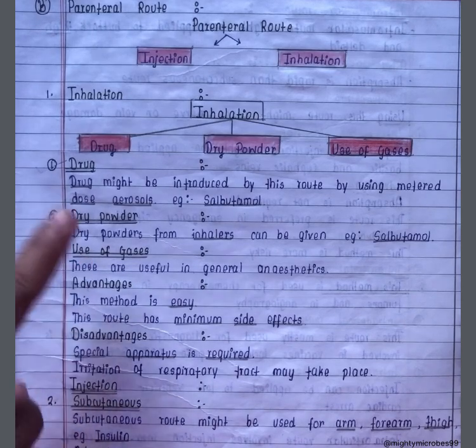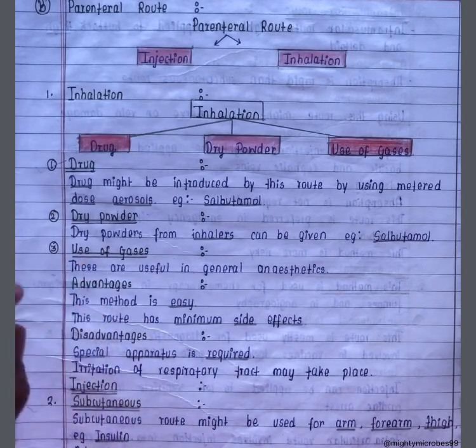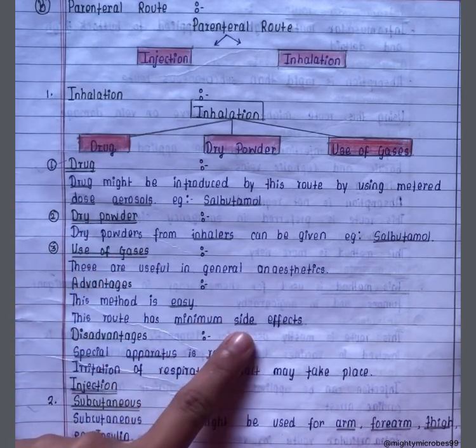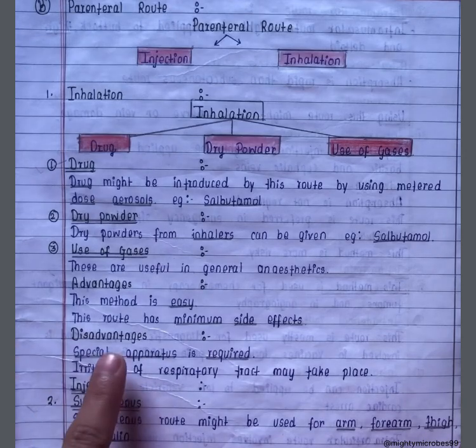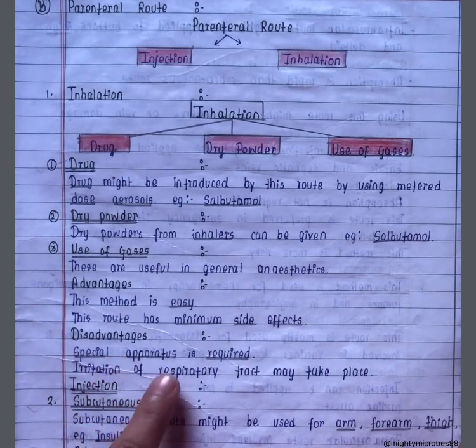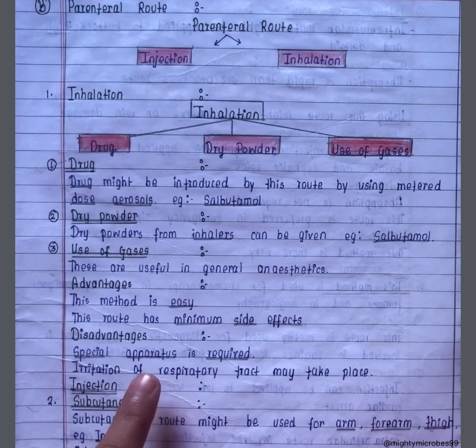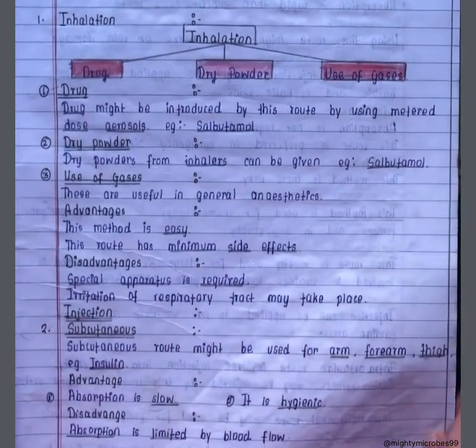This method is easy and the side effects are minimum. The disadvantage is that it requires a specific apparatus. For inhalation a specific apparatus, the inhaler, is used, so this is a disadvantage of inhalation, and irritation of the respiratory tract may take place. So the next one is injection.